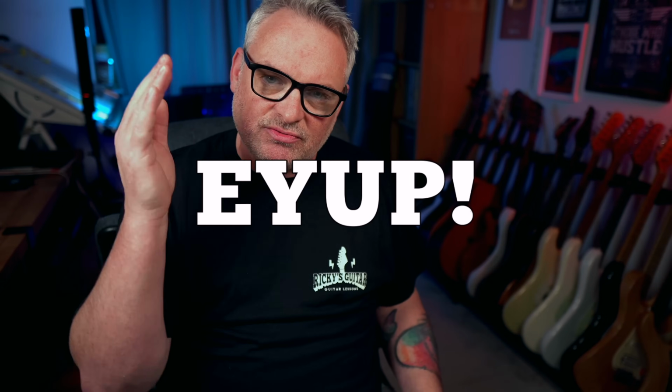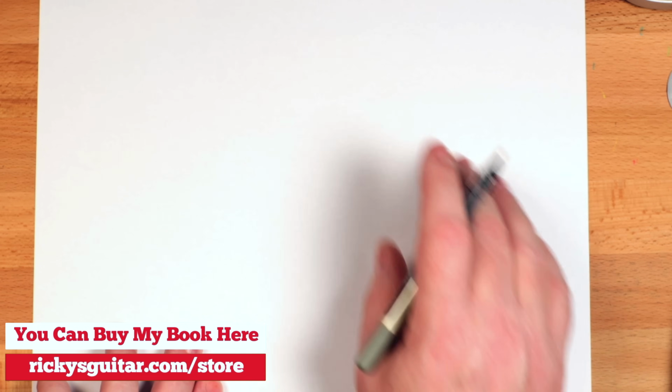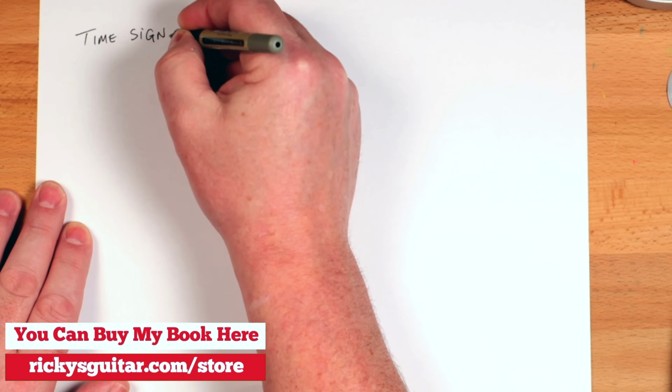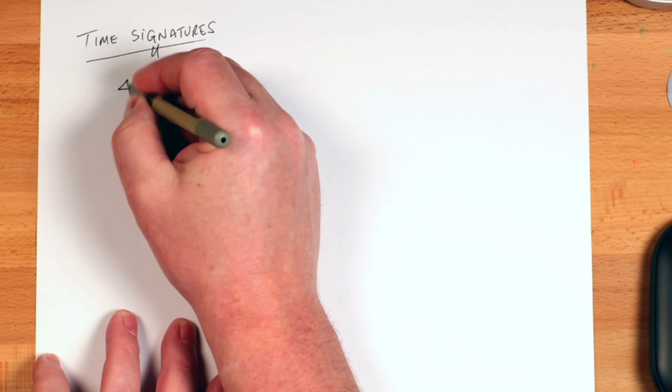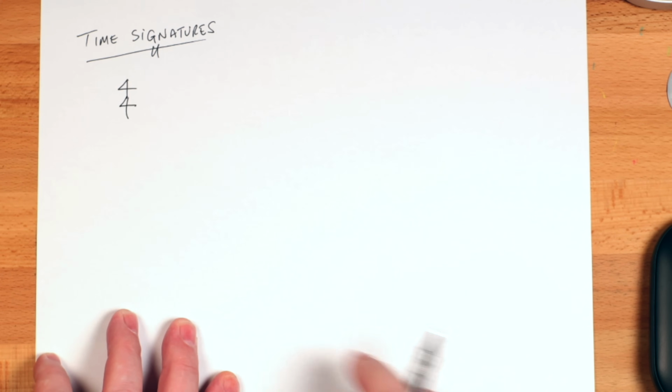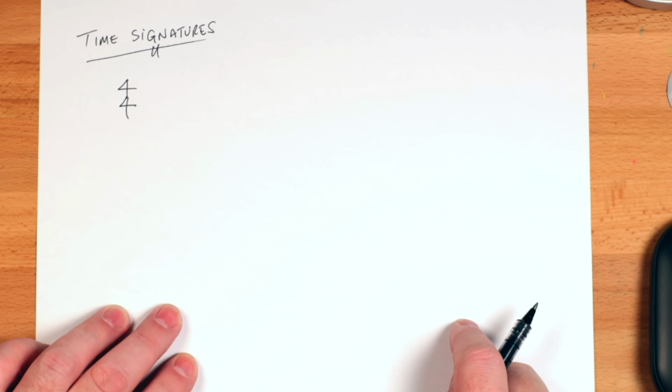This sounds really stupid, but what you need to be able to do with strumming is you need to be able to count. We're going to just have a quick look at time signatures. If you want to know time signatures, this is the way you want to look at time signatures. This is the most common time signature. This is 4/4. It looks like a fraction.